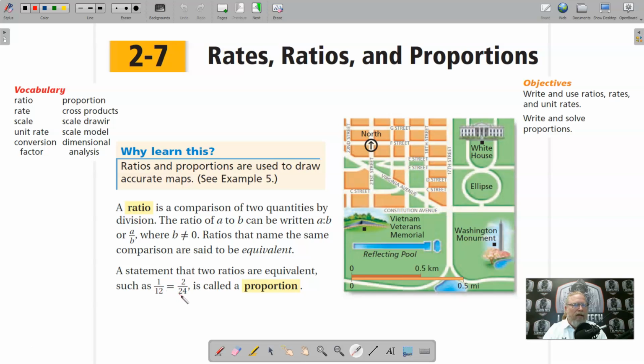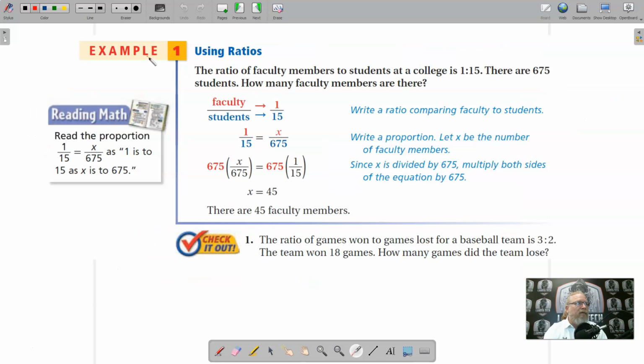You could also use cross products, and we'll get into that a little later, but real quick, notice that 1 times 24 is equal to 12 times 2. That's cross products, and we'll look at solving proportions using cross products later on in this lesson. Looking at our next slide, we have example 1 using ratios.